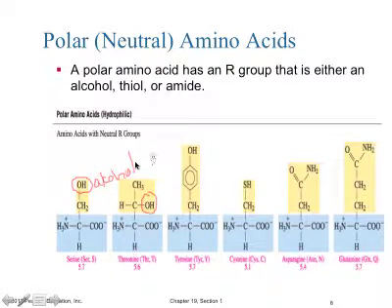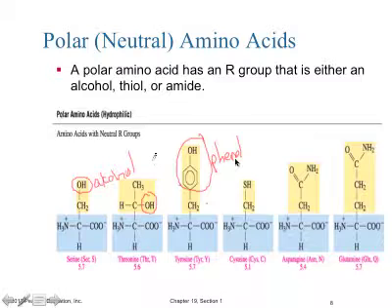Here we've got, what is this molecule right here called? Reviewing our organic chemistry, that is phenol. Now this whole R group is not phenol because it's got the CH2 group here, but it almost looks like it. Anyway, it's polar but neutral.